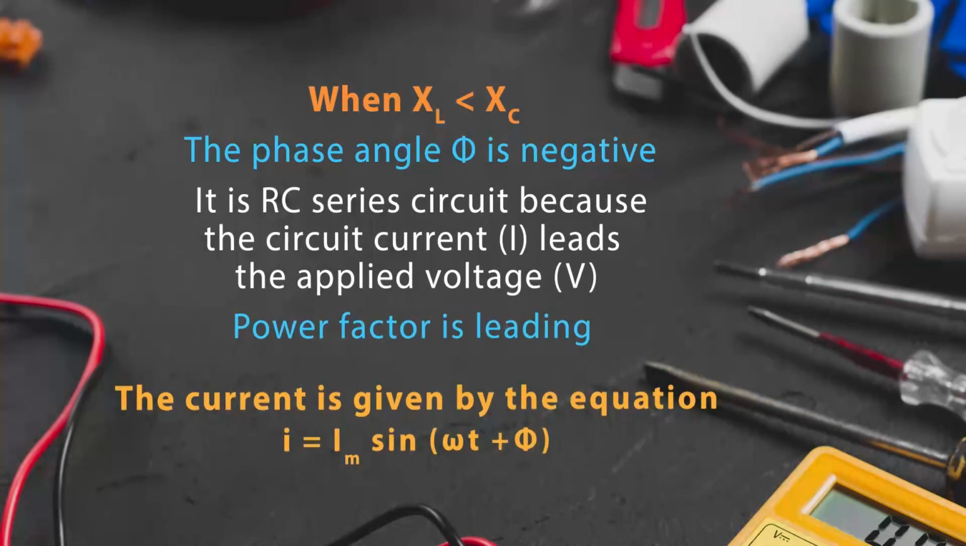Second condition is what? When XL is less than XC, the phase angle phi is negative. In effect, the circuit behaves as an RC series circuit. The circuit current leads the applied voltage and power factor is leading in nature. The current is given by equation I equal to Im sin omega t plus phi.